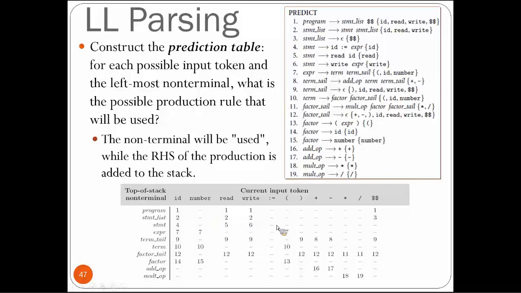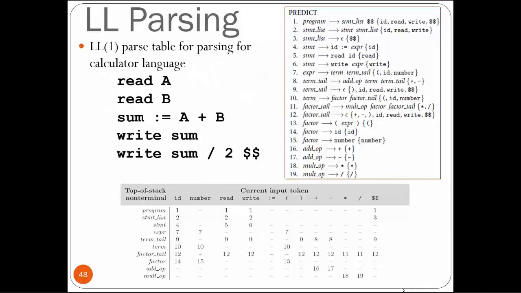For all of the other cases, give an error, because the current token in the input stream and the current non-terminal cannot be parsed. So the dashes stand for you cannot use any production rule. You should now say that this program has an error at this input token in the input stream.